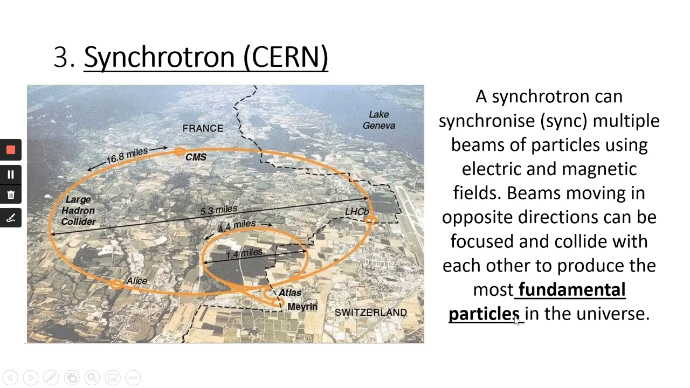Now, the beams get very close to the speed of light. So we'd maybe have one beam of particles traveling very close to the speed of light and hit by another beam of particles traveling in the opposite direction, also very close to the speed of light. So we're producing much bigger energies than we would in the other types of particle accelerator. The limiting factor again with this accelerator is the length of the tunnel. So you can see from this one, 16.8 miles, underground mostly.